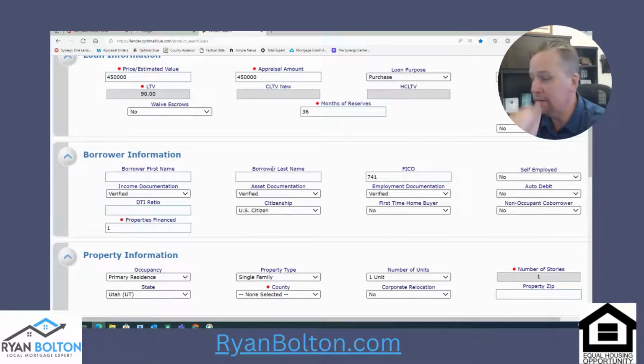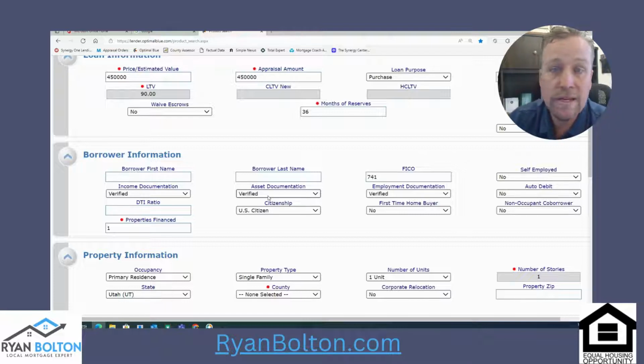Now, let's go down to the borrower information. We're going to have a 740 credit score in this scenario, and I'll run the scenario with a lower credit score so you can see the different hits. So I'll leave that in there for 740, but you can see there's all kinds of other stuff.